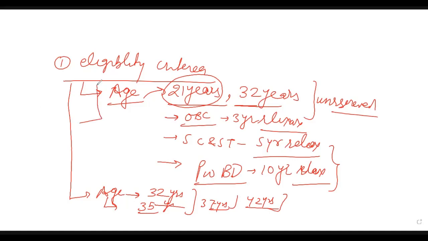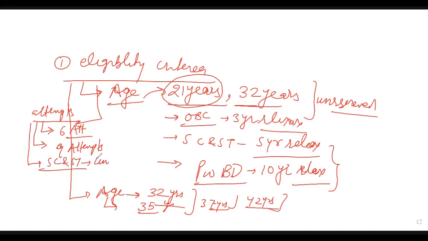For the number of attempts, for general it is 6 attempts. For OBC and persons with benchmark disability, it is 9 attempts. And for SC and ST, unlimited attempts.